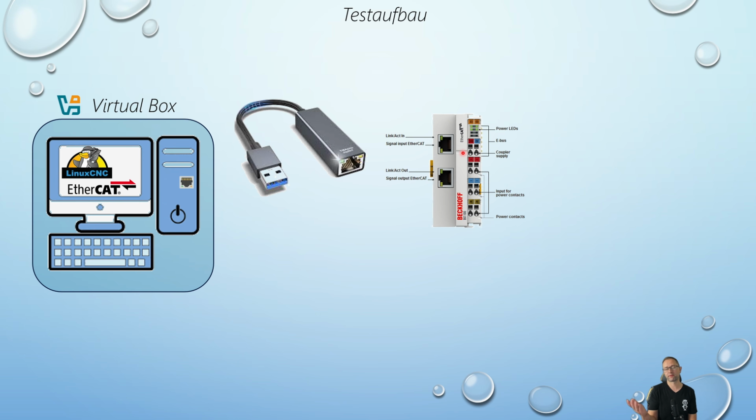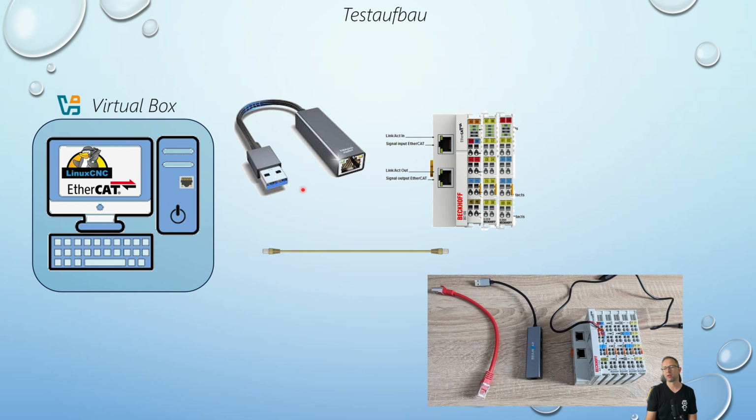I have a Beckhoff coupler. You can now find it quite cheaply on eBay. And I have a few I/O boards connected to it. And this is basically my test setup. And it's also something that anyone who wants to start with EtherCAT can do. You don't necessarily have to set up a PC. You can also do everything with your existing PC in a virtual machine.